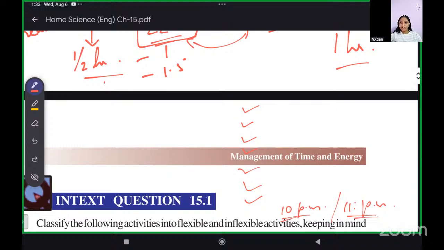So if I have more activities, what I do, guys, is I start early. If I'm waking up at 7 a.m., 8 a.m.